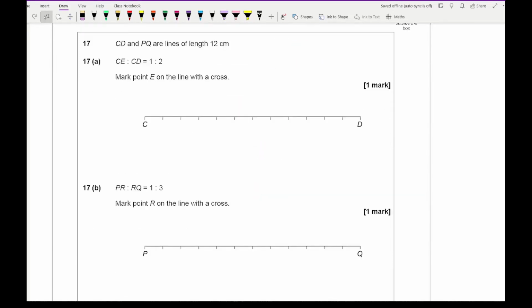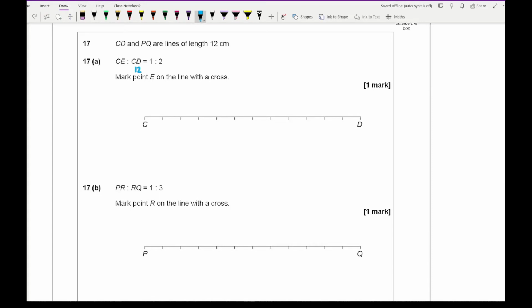Now looking at question 17, it says CD and PQ are lines of length 12 centimeters. Now it says that CE to CD is in the ratio of 1 to 2. So what we need to do is work this out. Now CD is the whole length, so that's going to be 12.